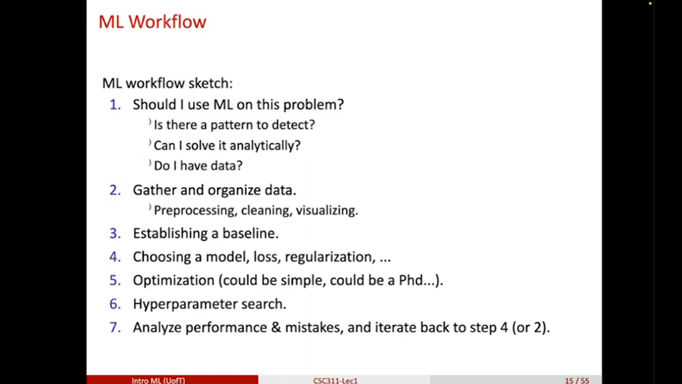First, you have to gather and organize data, because machine learning relies almost entirely on data, and without it, it's kind of just guessing. Then establish a baseline, and then choose a model for what your machine learning process should be based on. Optimize it in any sort of way. Make a parameter search, and then finally analyze the performance mistakes, and if needed, go back to step 4 or 2, which is choosing a new model and organizing more data.